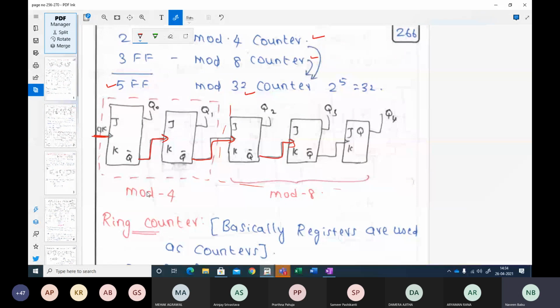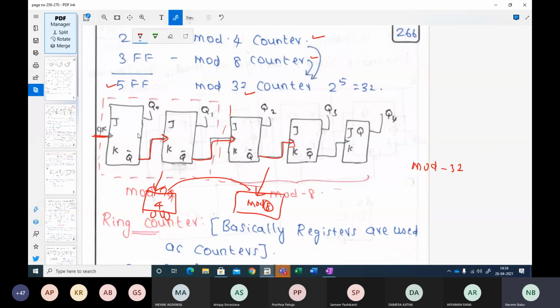But it looks like a mod 32 counter in a single core, right? But you have to look that this is one single IC with some pins, a mod 4 counter, and this is another IC with a mod 8 counter, which means it will have 3 flip-flops inside this, and this will have 2 flip-flops inside this. So we can just connect the Q bar output of one of the flip-flops to this, and then you can use it as a mod 32 counter.